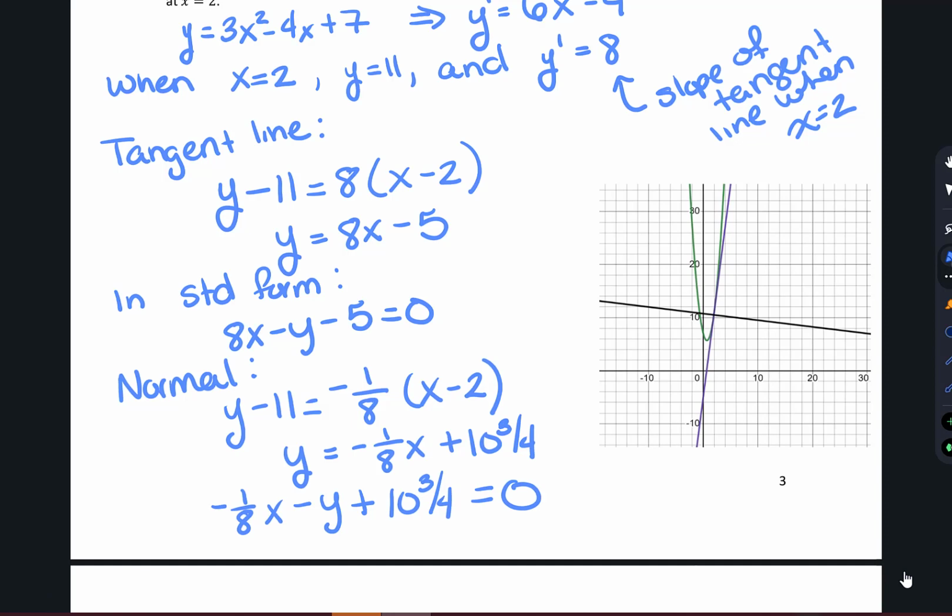So now, just to look at what that looks like on a plot, in green, we have the function. And you'll notice we're interested in when x is equal to 2. So when x is equal to 2, y is equal to 11. So you'll see that occurs at this point right here. The purple line is the tangent line. And then the black line is the normal line.